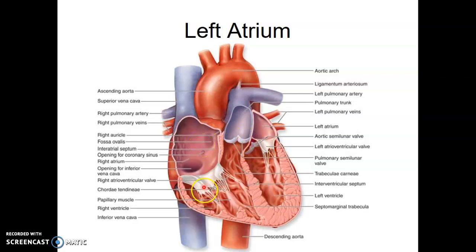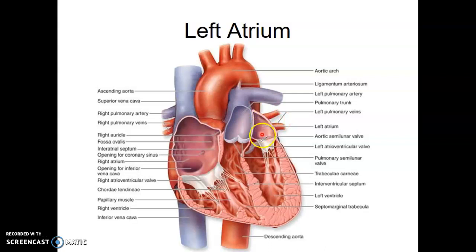So we go right atrium, right atrioventricular valve, right ventricle, through the pulmonary semilunar valve, the pulmonary arteries, and out to the lungs, pulmonary capillaries, pulmonary veins. Coming back through the pulmonary veins, we arrive into the left atrium, fully oxygenated.